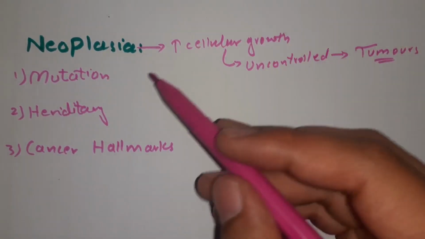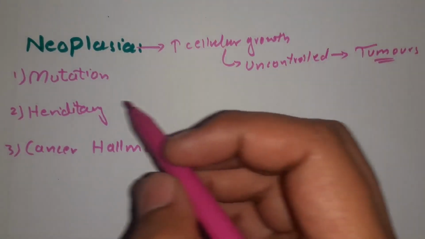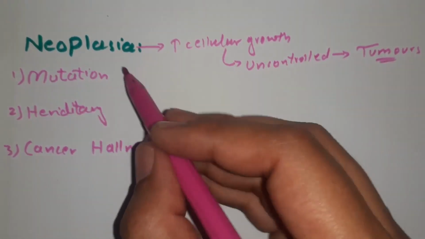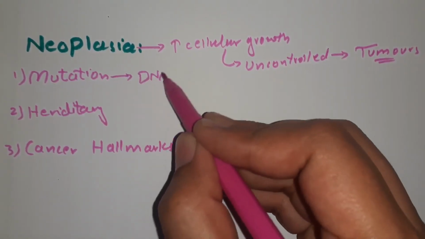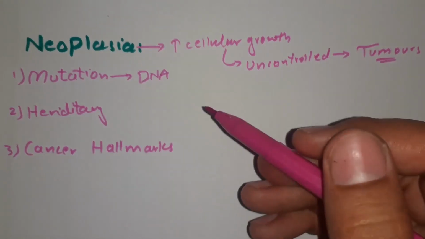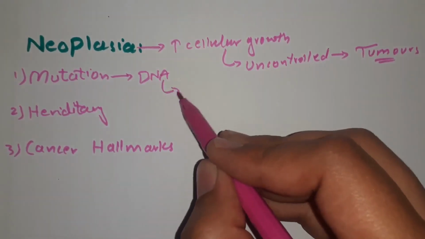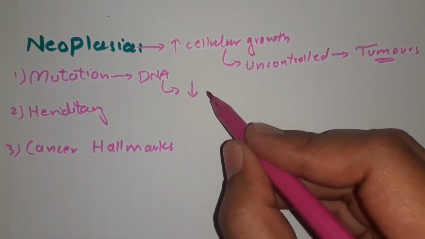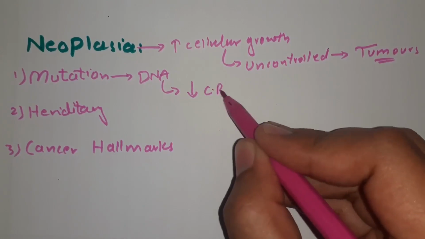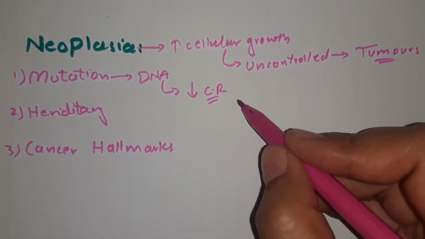So why does neoplasia occur, or why is there production of tumors? It is basically always initiated as a result of some kind of mutation in the DNA or the nuclear material of the cell. When there are mutations, these mutations lead to the down regulation of the cellular regulatory process, and when cellular regulatory processes are down regulated, cells continue to divide at an increased rate.